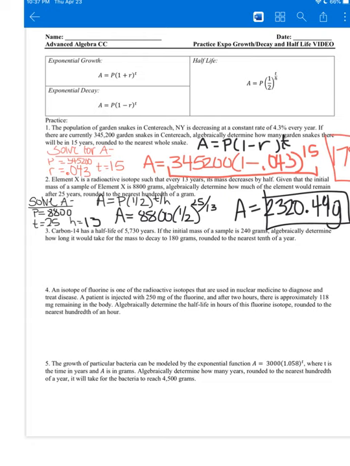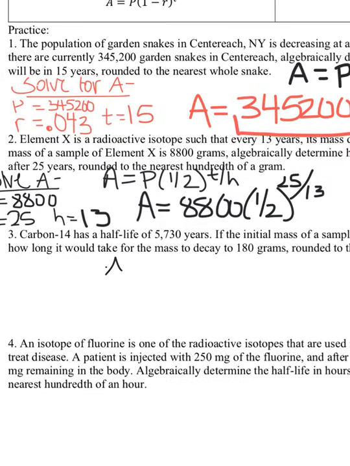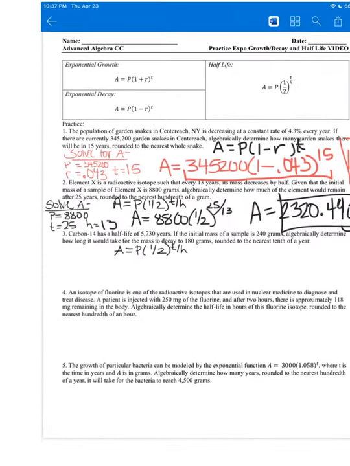And that's it. Number 3, carbon-14 has a half-life of 5,730 years. Carbon-14 has a half-life, so this is a half-life question. A equals P times 1/2 raised to the T divided by H. I suggest you try to commit these to memory, even though I know everything's at home right now, so you can always look through your notes. Just know that in Algebra 2 next year, you're not given these formulas on a test or on a reference sheet, so you need to know the formulas.